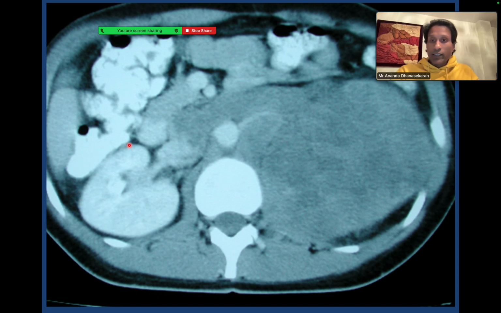But you can see that the opposite kidney is normal. The bowels also lighted because the patient had oral contrast also. This is the spinal bone, so the patient is lying on his back.